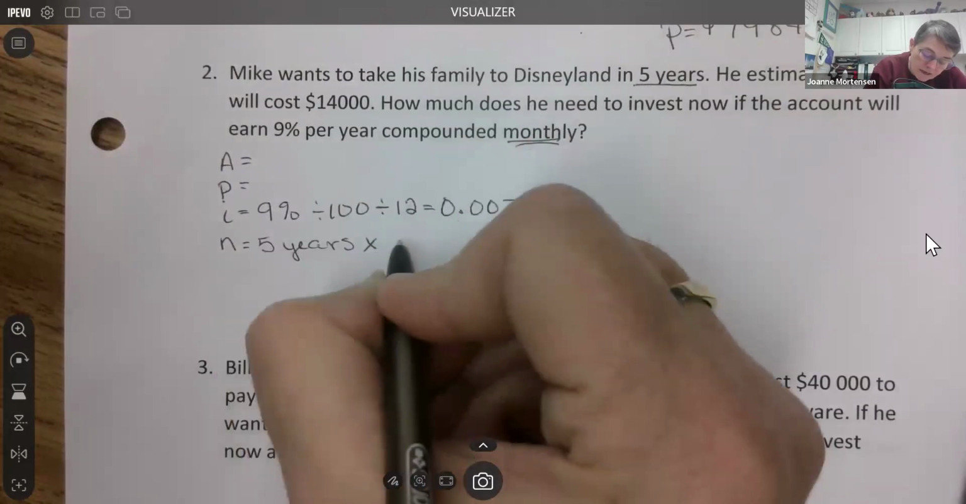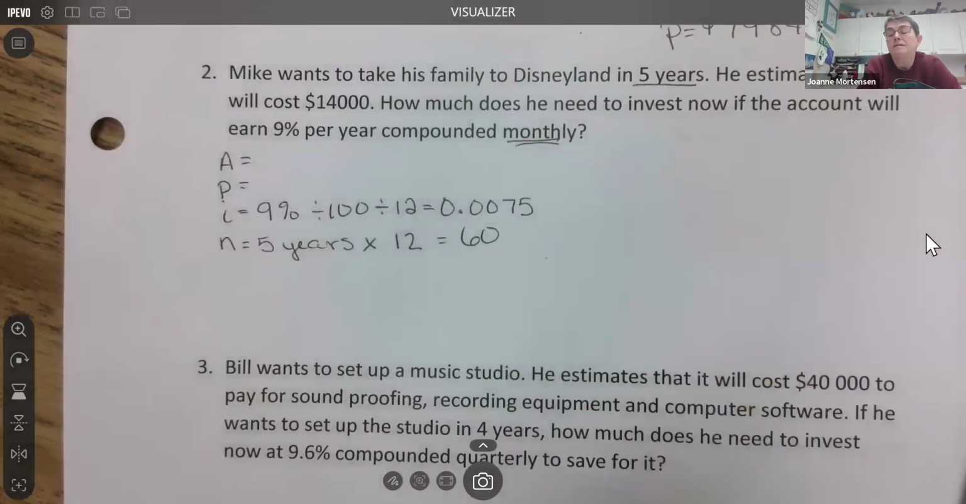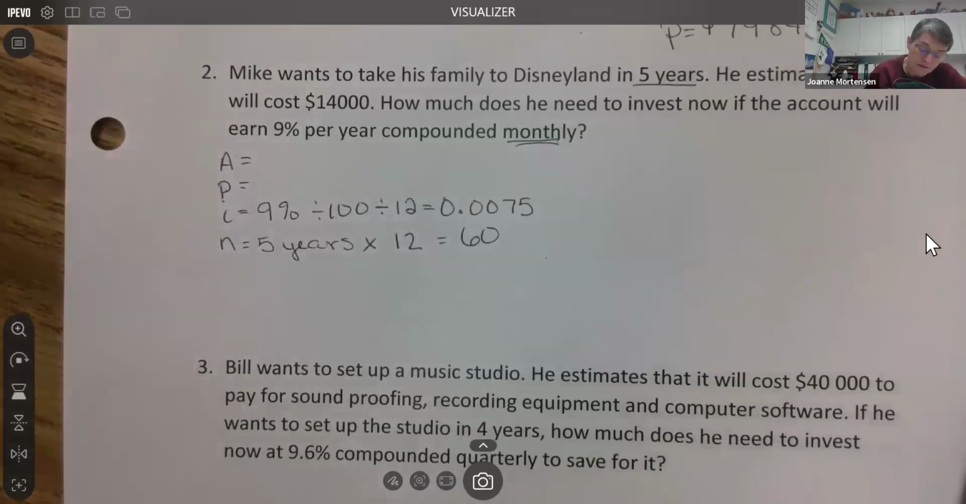And that's going to be times 12, which is 60. So that means that interest is going to be compounded 60 times. So every month, you get a little bit of interest, and then the principal plus that interest are going to be what you get interest on next time. So compounding interest is interest on your interest, whereas simple interest, you just get the same amount every single month.